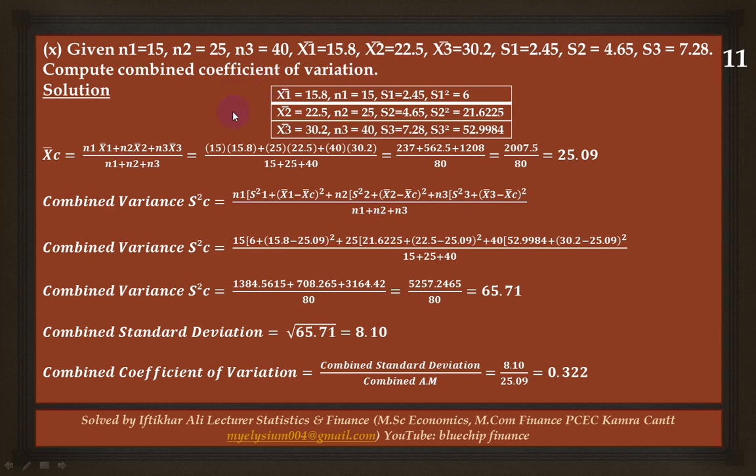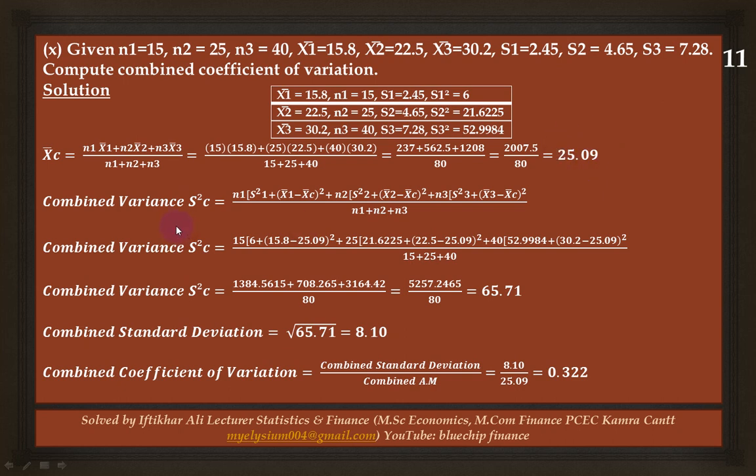For the calculation of combined coefficient of variation, first of all, we should have combined mean. And there are three values, n1, n2, and n3. So combined mean, which is the third property of arithmetic mean, will be equal to n1 multiplied by x bar 1 plus n2 x bar 2 plus n3 x bar 3 divided by n1 plus n2 plus n3. After putting the values into the formula, combined mean is 25.09.